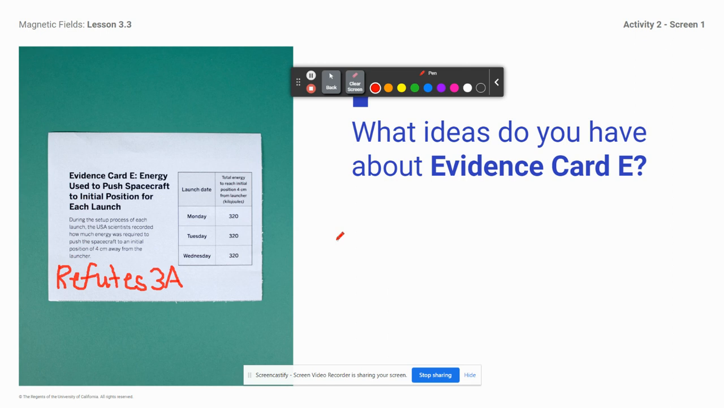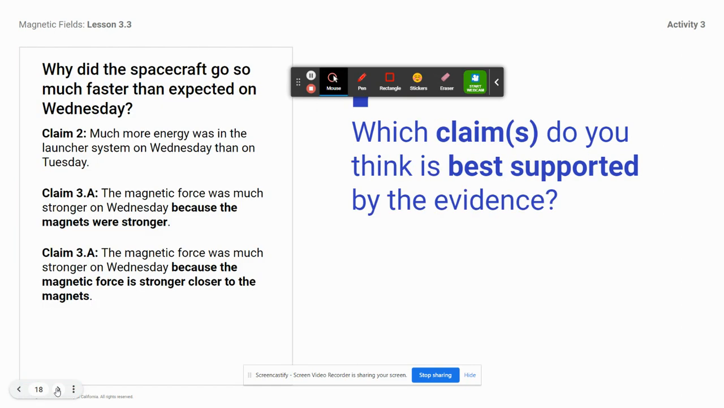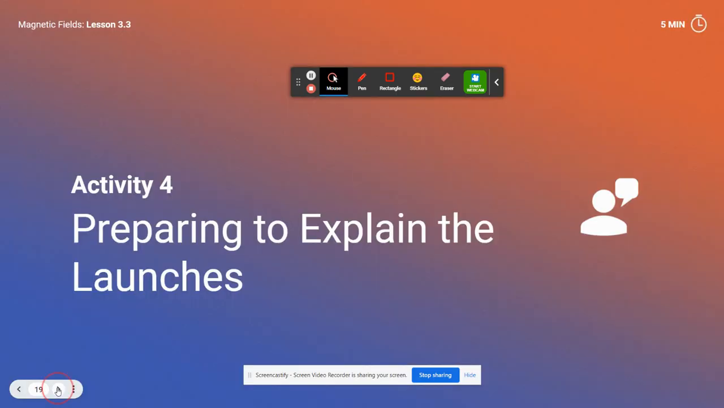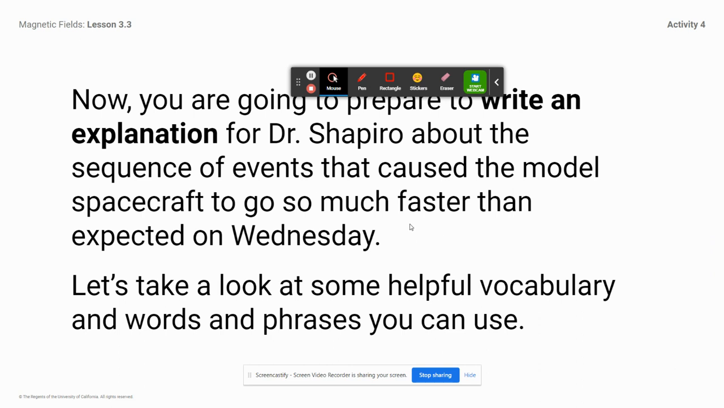Remember, the whole point behind this is that later on Monday, you're going to be coming through and you're going to be writing an explanation about the sequence of events that caused the spacecraft to go much faster than expected on Wednesday. In order to do that, we have to have our evidence to support our argument. You will be using the evidence from evidence card A through E to help support you in your writing to Dr. Shapiro about what happened to our spacecraft and why it went much faster.